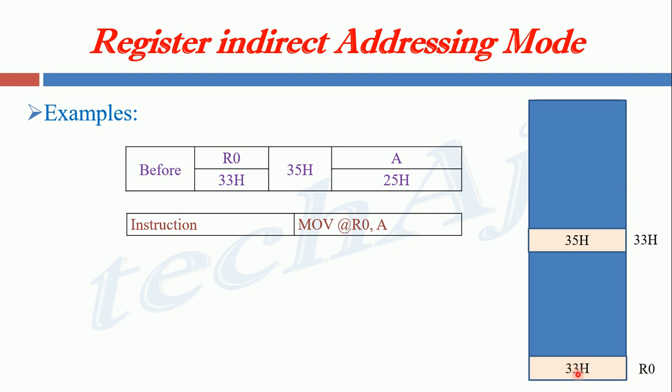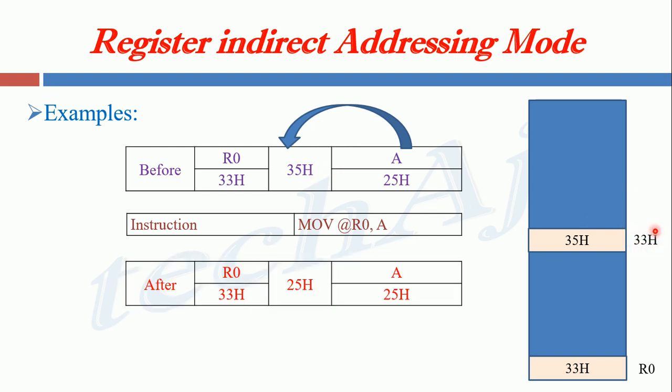So accumulator value will be copied into the address 33H, and this value will get modified. So whenever we execute this instruction, we'll get the result 25H copied at the place of 35H, replacing the value from this address 33H. So we'll get the value 25H in the address 33H.